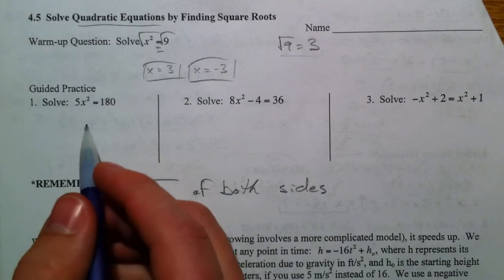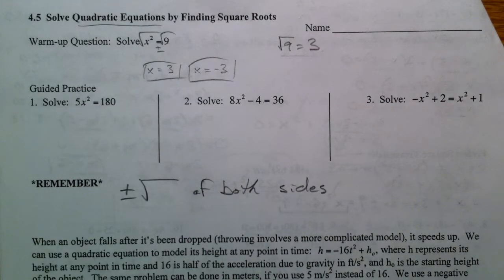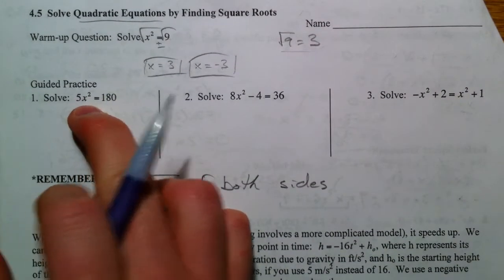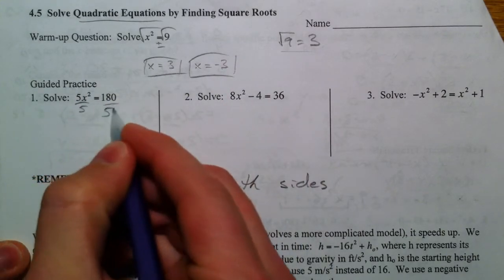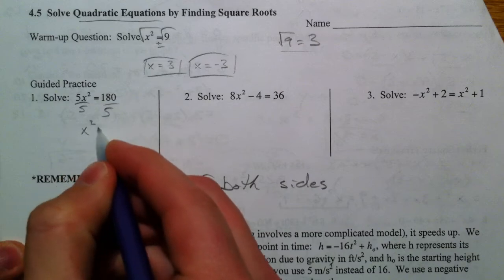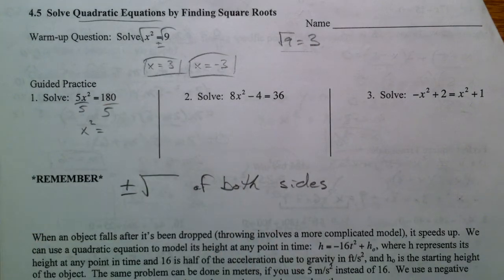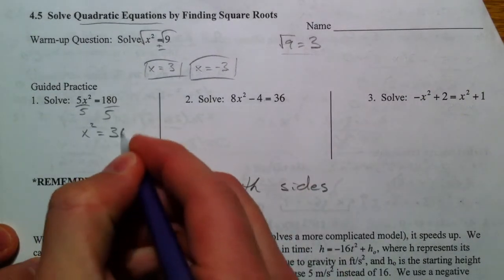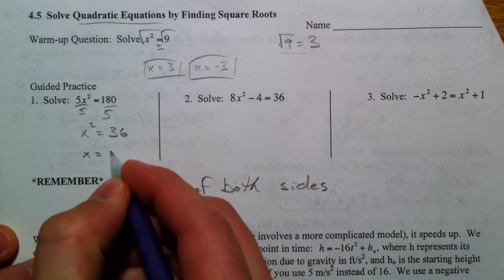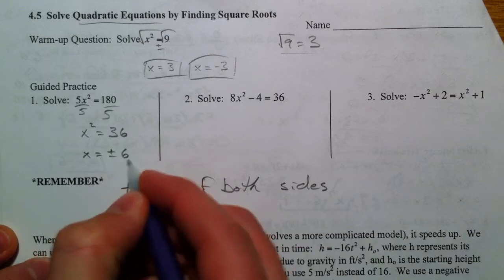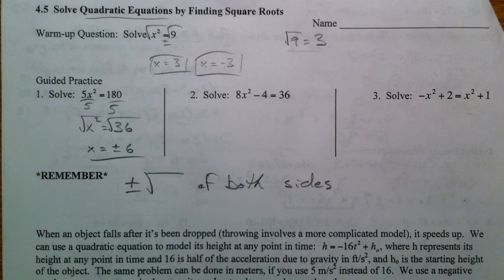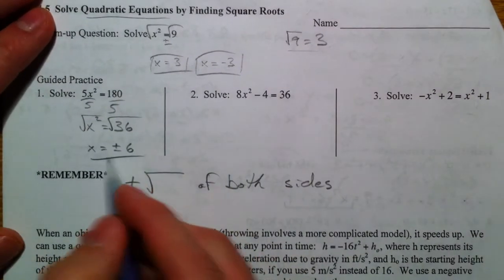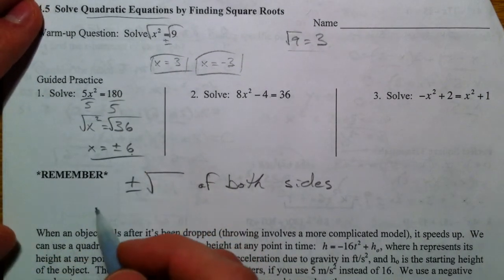So, if you're solving this, get the x squared part by itself. So divide by the 5, divide by the 5, and so x squared equals 36. I'm sorry, I type it into the calculator because when I do this in front of all you guys, I make mistakes and I look stupid. So, plus or minus 6 when you take the square root of both sides.